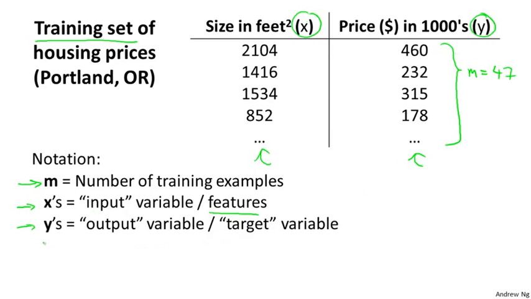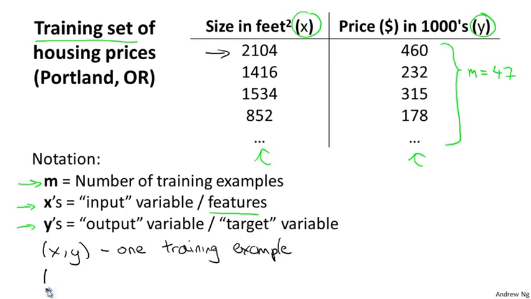A little bit more notation. I'm going to use (x, y) to denote a single training example. So a single row in this table corresponds to a single training example. And to refer to a specific training example, I'm going to use this notation (x^(i), y^(i)), and I'm going to use this to refer to the ith training example.